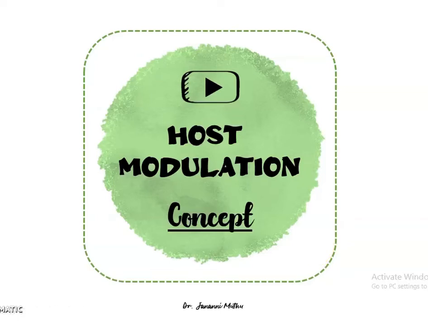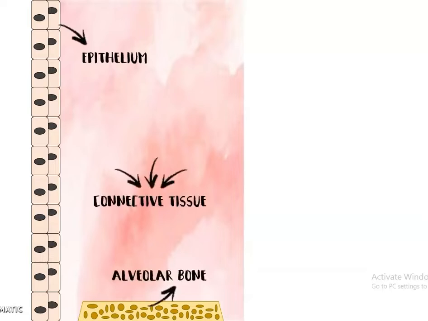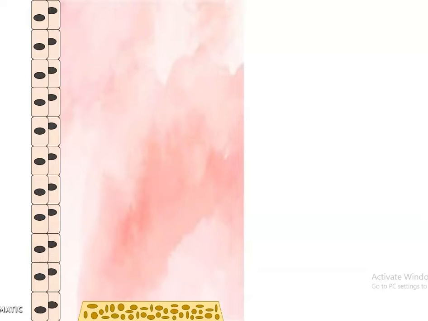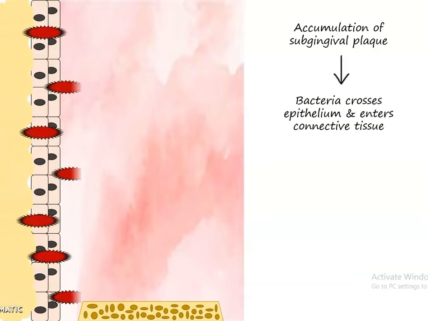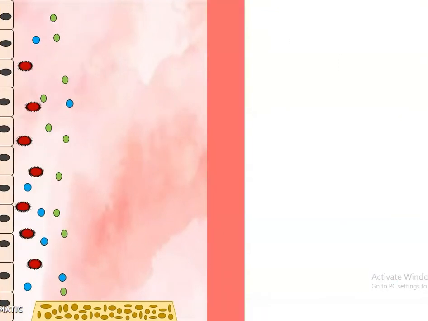Host modulation, the concept. Consider these the epithelium, connective tissue, and this the alveolar bone. With accumulation of subgingival plaque, the bacteria cross the junctional epithelium and enter the connective tissue. Bacterial products and toxins also enter the connective tissue. This initiates an inflammatory response.